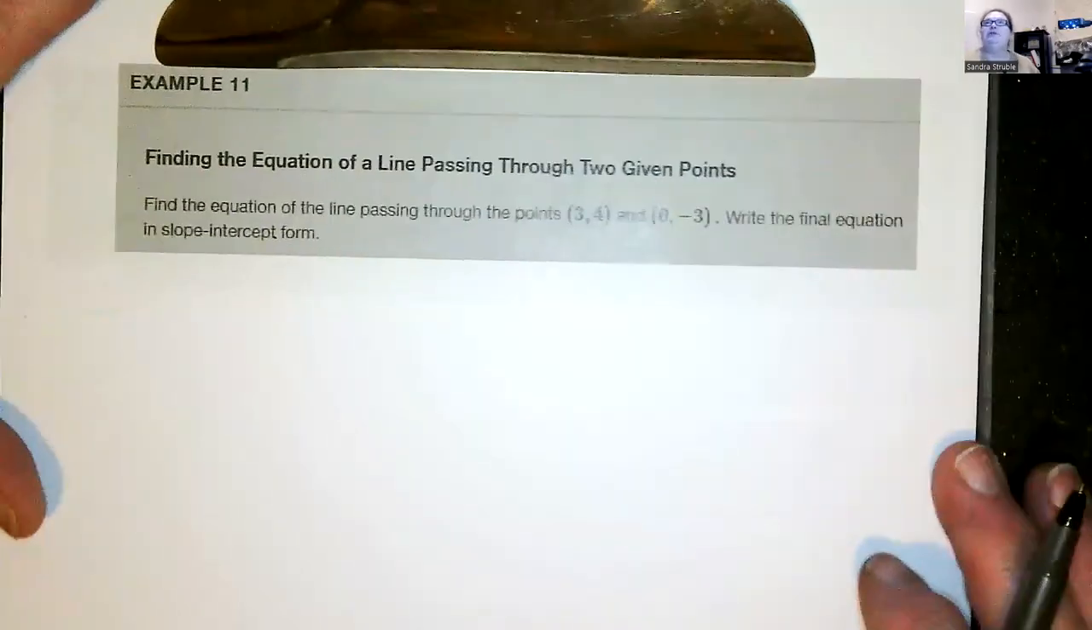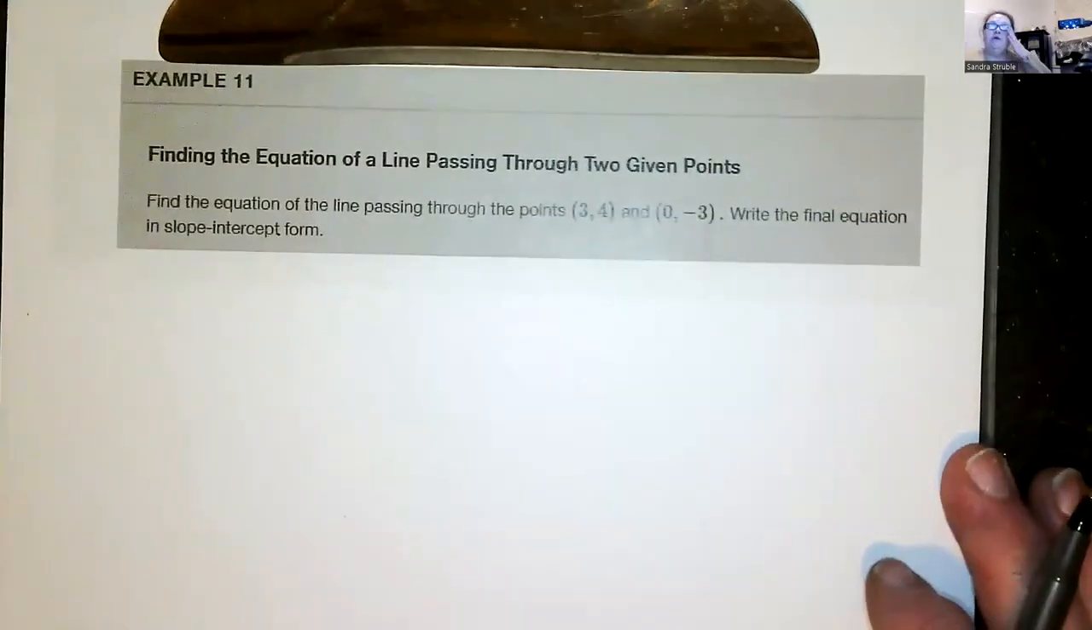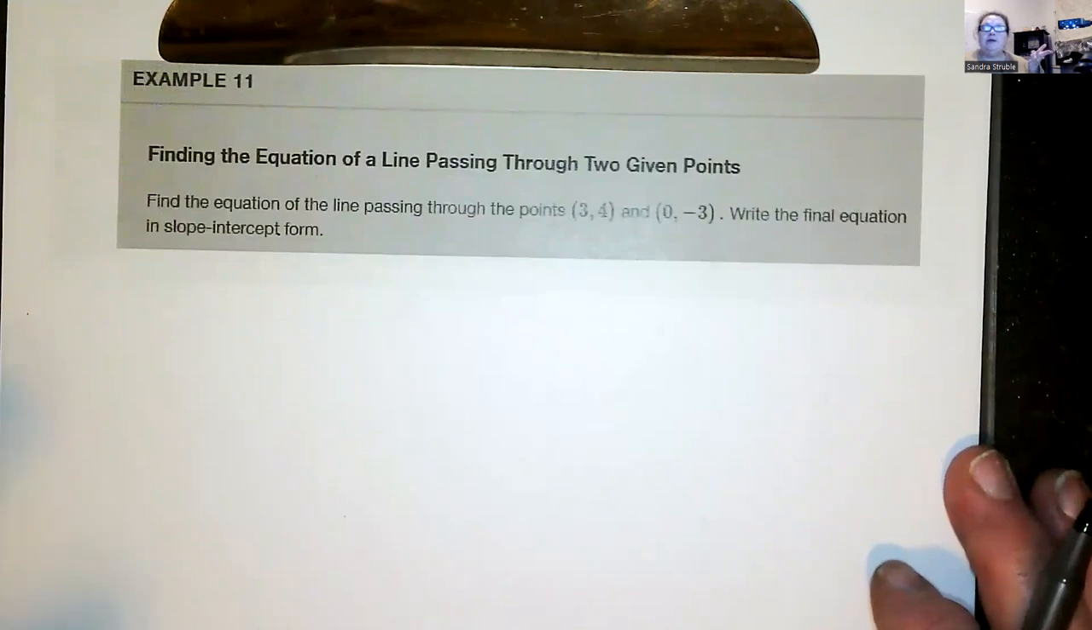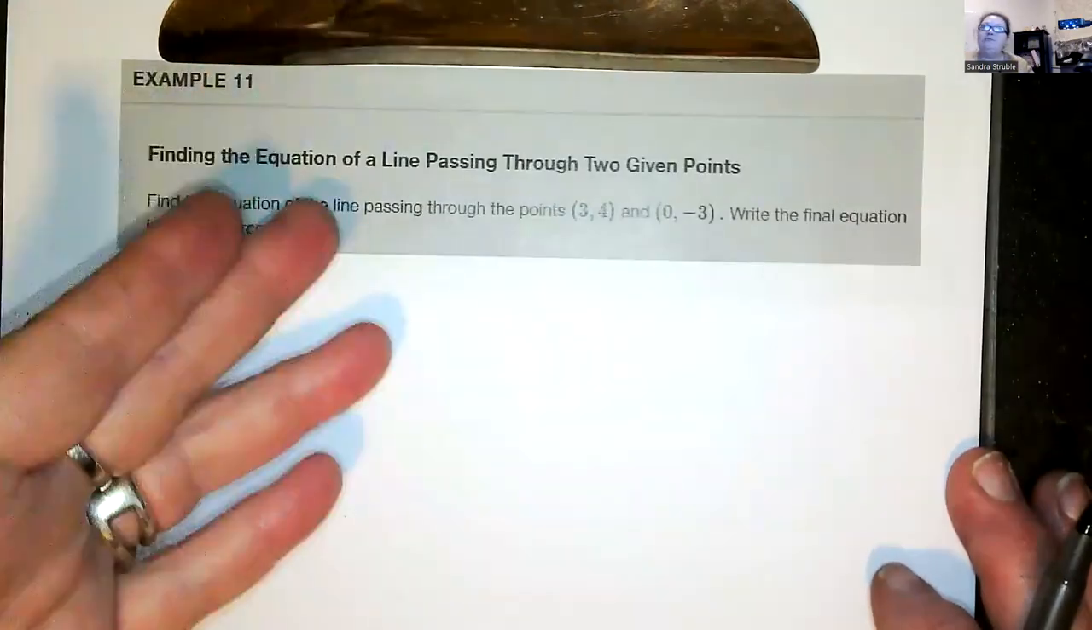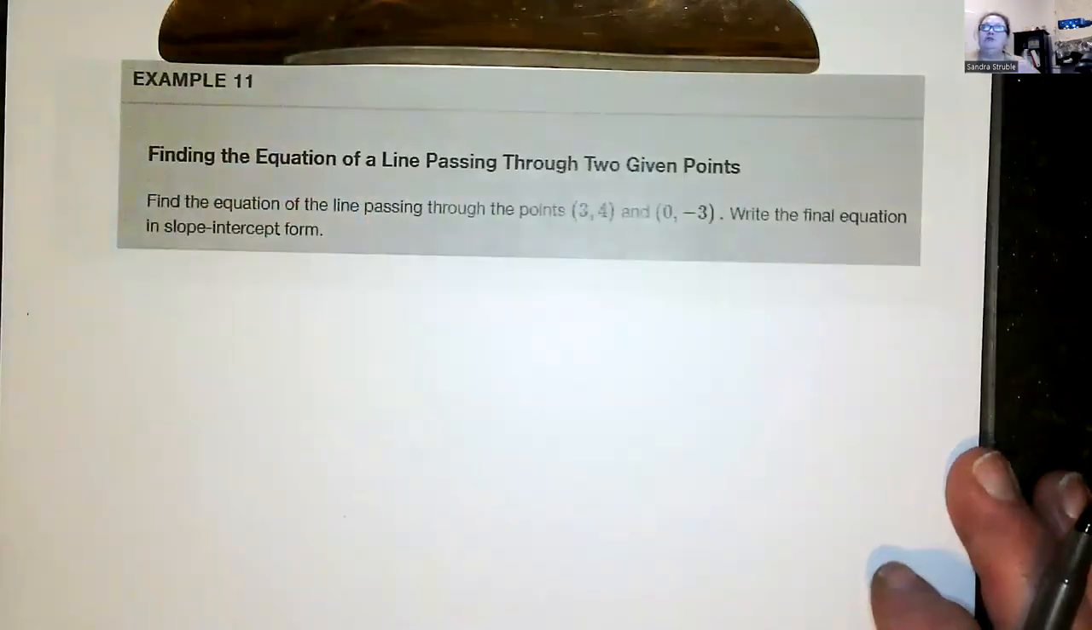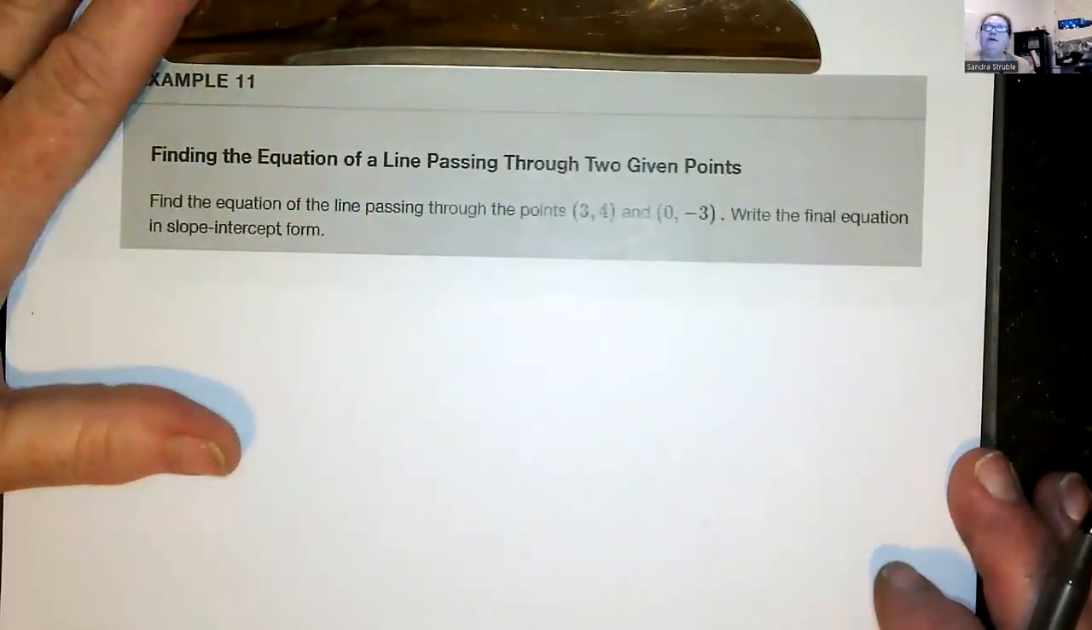Find the equation of the line passing through 2 given points. So they're not telling us what the slope is, but we have an equation to find it. And then we're going to have to use that m that we find, along with either one of these points, it doesn't matter which one, to fill in our line.